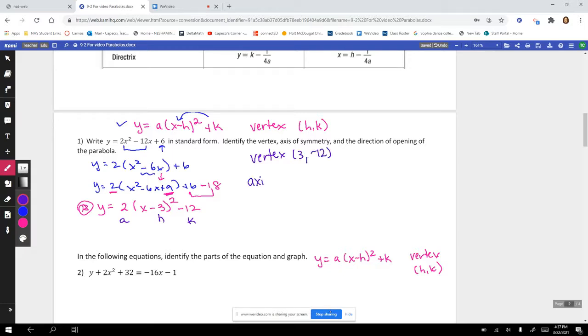And my axis of symmetry. Now I know this is y equals, so I know it's either going to open up or it's going to open down. So regardless, my axis of symmetry is going to be a vertical line. So that's going to be x is equal to 3, right? It's going to go right through the vertex. And because that A is positive right here, my parabola opens up.